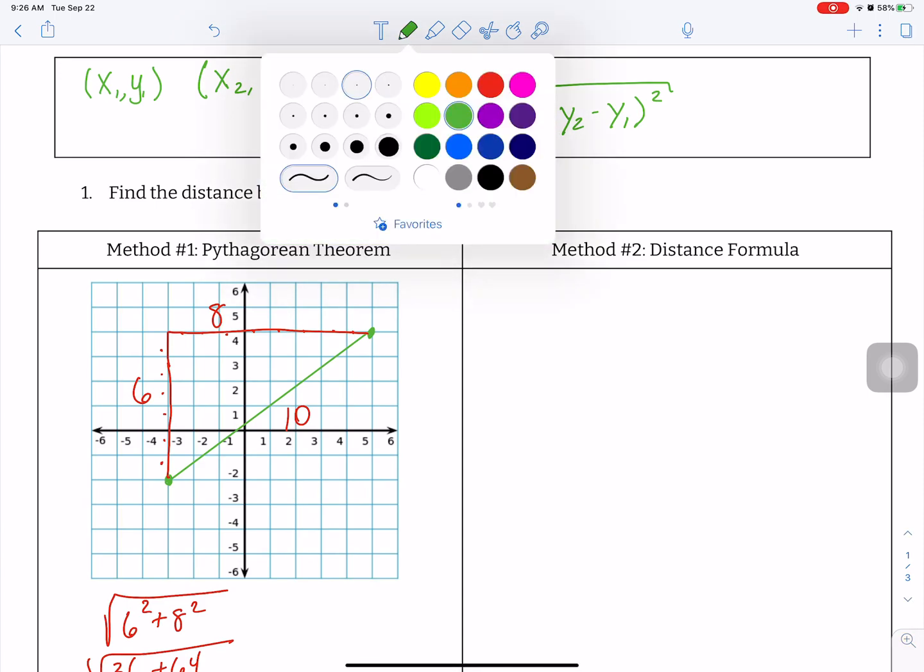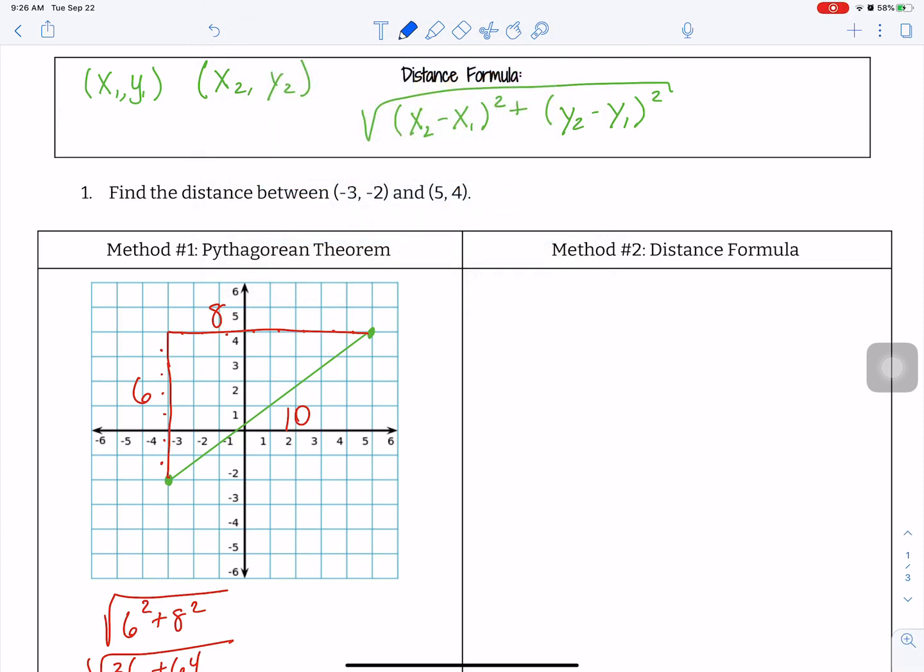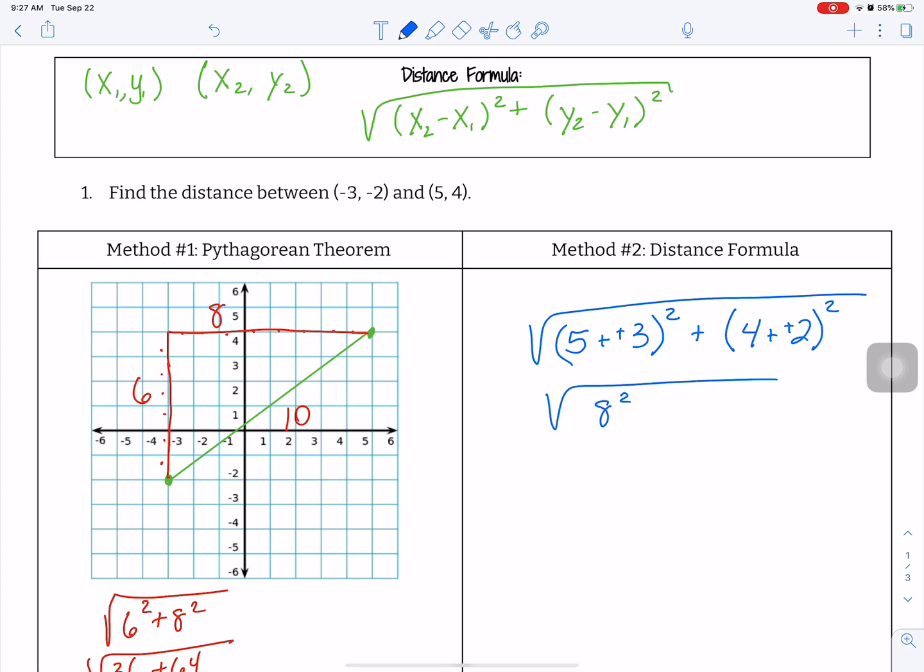Sorry about that. My formula says I take my x2 value, so that's going to be 5, minus -3, and square it. Plus, I'm going to take my y2 value of 4 minus -2 and square it, and then take the square root. If you notice, I'm getting 8 squared plus 6 squared. So these are my x values, and that's saying how far apart my x is. These are my y values, and that's saying how far apart my y's are. So really, it is just the Pythagorean theorem in a different way.